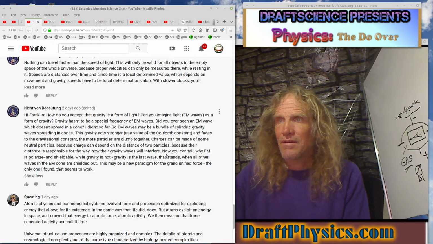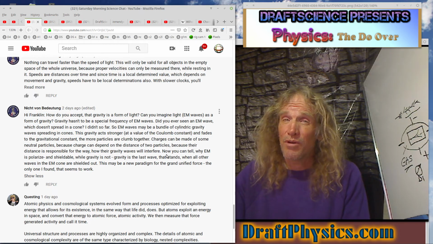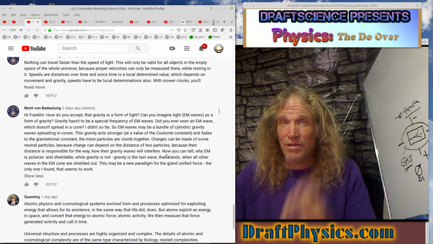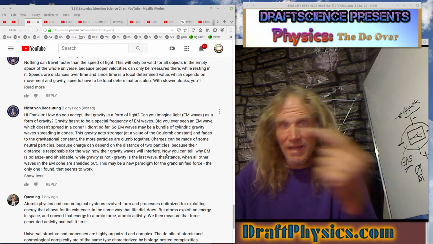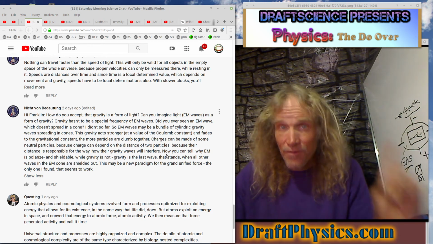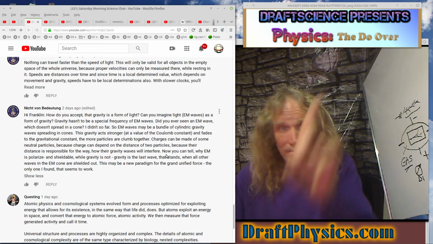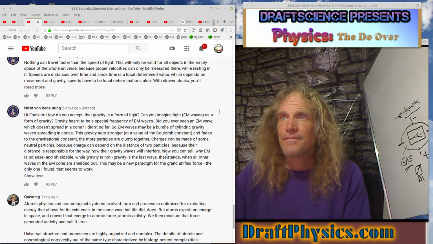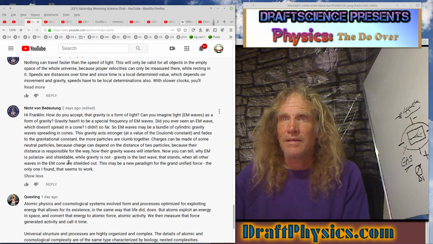Now you can tell, again, Maxwell's drawings couldn't be more explicit. When he's showing you charges, they're straight lines. I mean, the ones showing the lines of force. Straight lines, rays. Now you can tell why EM is polarized and shieldable while gravity is not.